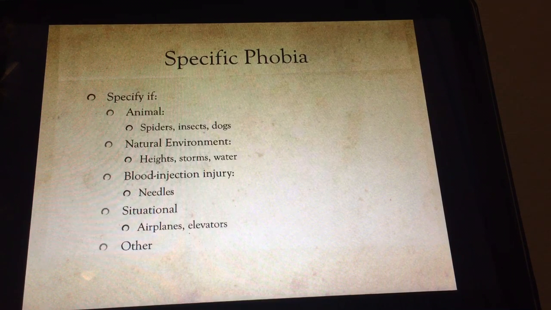For specific phobia, here are some examples of the kinds of specific phobias there can be. There can be an animal type, such as spiders, insects, or dogs. Natural environments, such as heights, storms, water. Blood injection injury, such as needles. Situational, where the specific fear is just situational and does not happen in the normal environment that often, like having to be in airplanes or elevators. And then there is the other miscellaneous category.